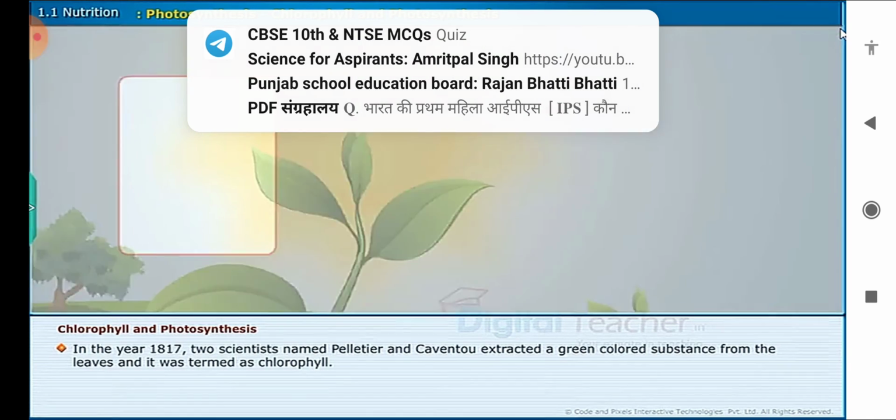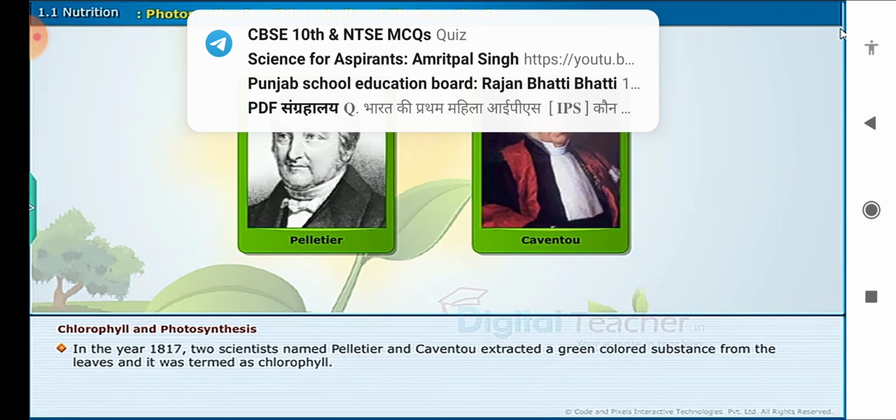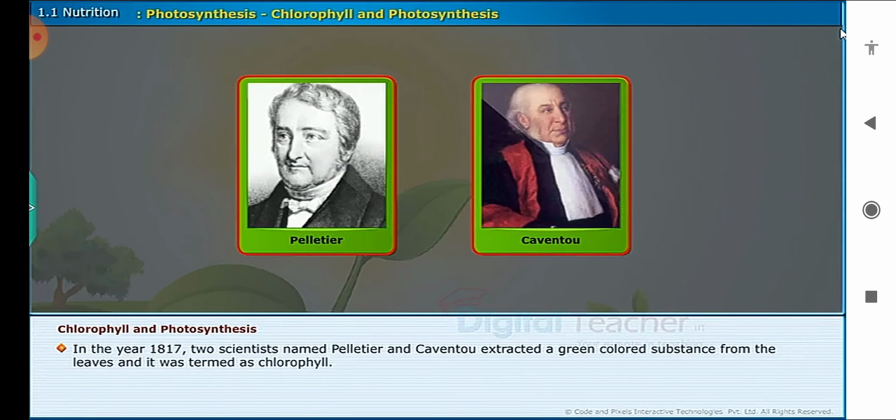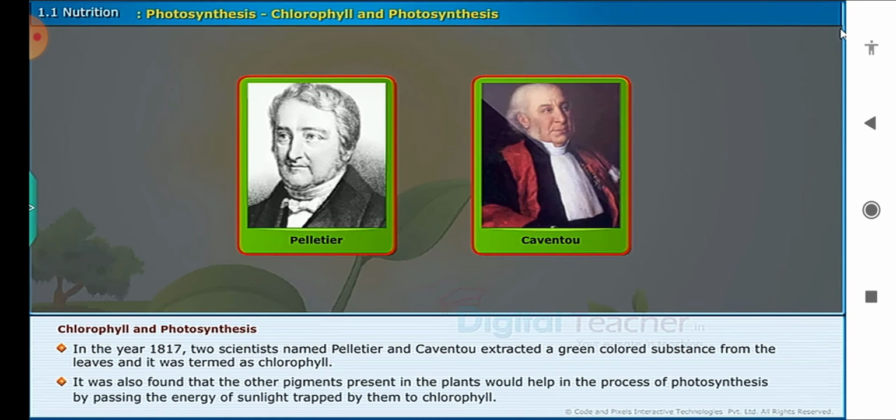In the year 1817, two scientists named Pelletier and Caventou extracted a green-colored substance from the leaves and it was termed chlorophyll. It was also found that the other pigments present in the plants also help in the process of photosynthesis by passing the energy of sunlight trapped by them to chlorophyll. Let us learn about the location of photosynthesis in a leaf.